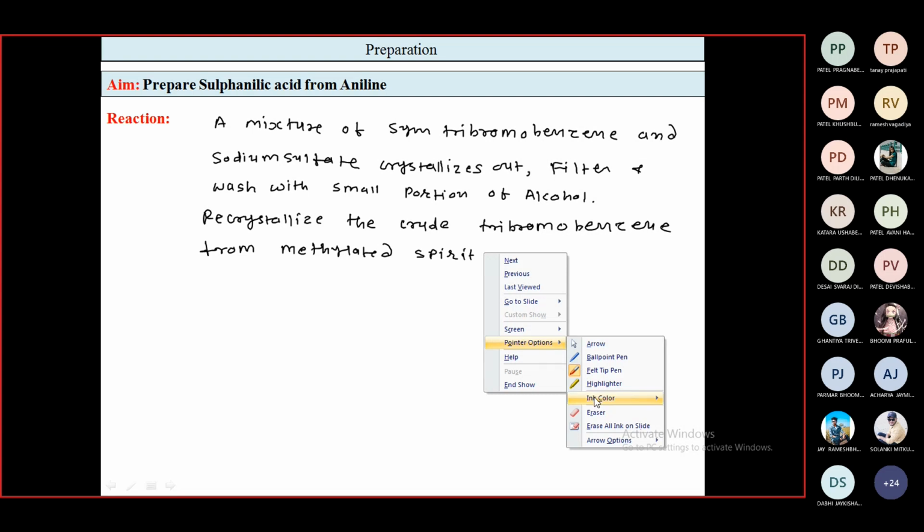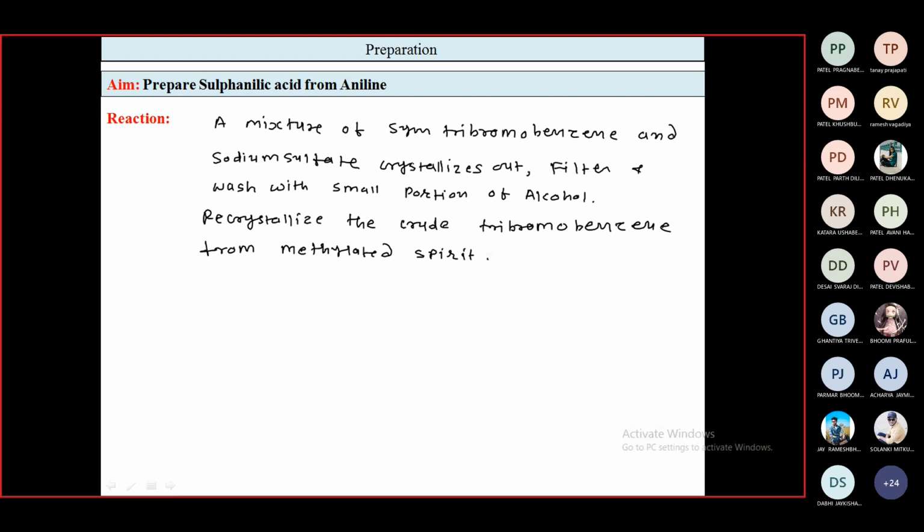So after that, take its melting point and weigh the product. Take its melting point and weigh it out. So you are getting the practical yield.